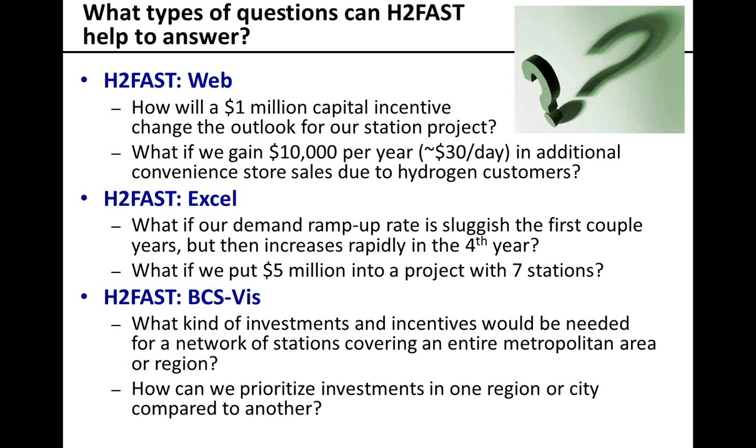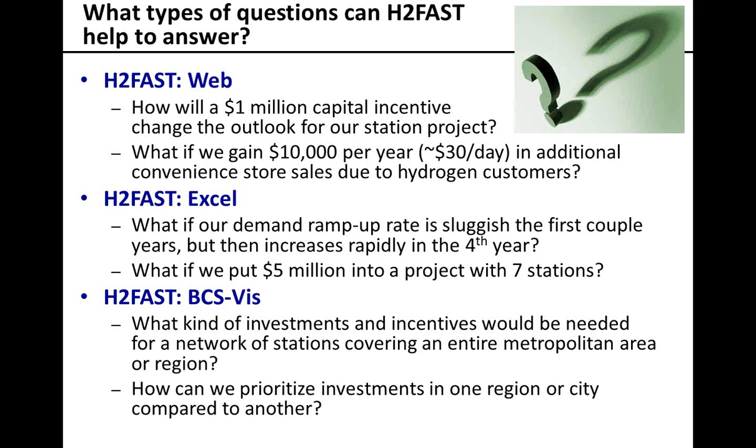In general, once you've explored the web-based version and you feel like you have more detailed questions, you have more information that you want to plug into the financial analysis, you can switch to the Excel-based version of H2 FAST. For example, if you have more information on your demand ramp-up rate, which Dr. did a great job emphasizing how important that is for costs and for financing. If you had a sluggish first couple years, but then you're anticipating a rapid growth in a particular year, such as the fourth year, you can control those inputs in greater detail in the Excel version of H2 FAST.